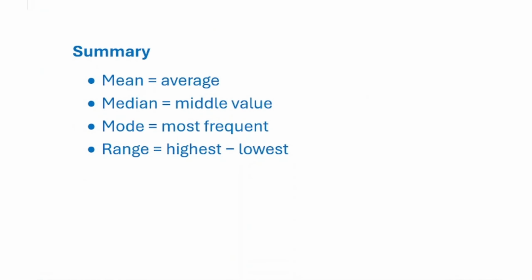To summarize, mean is the average, median is the middle value, mode is the most frequent value, range is the difference between the highest and lowest value.